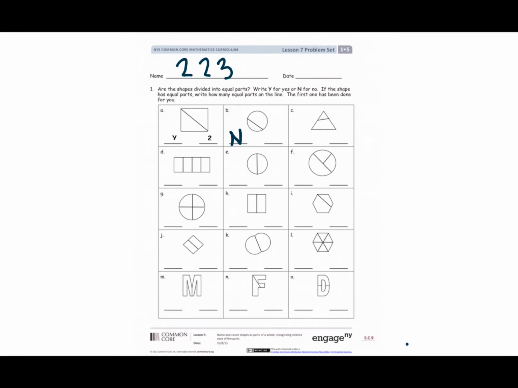For letter C, I see a triangle that has two parts, but you know what, boys and girls, those parts are not equal. So I'm going to put an N for not equal, and I can't put a number because there are no equal parts.